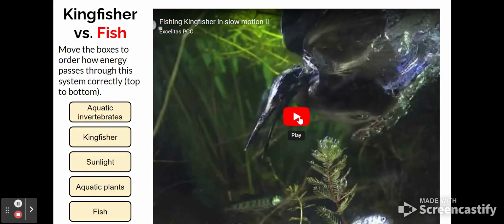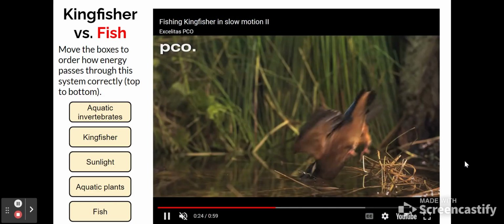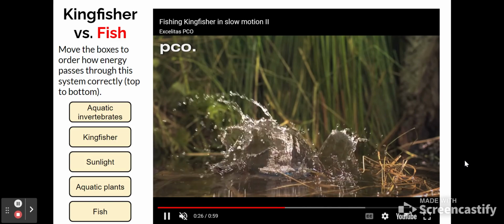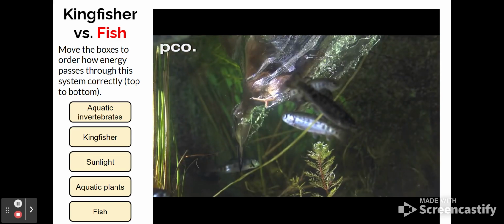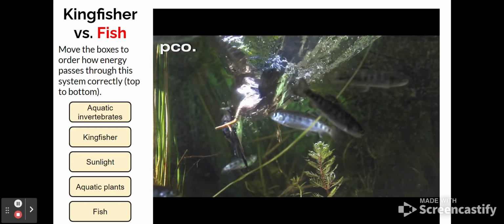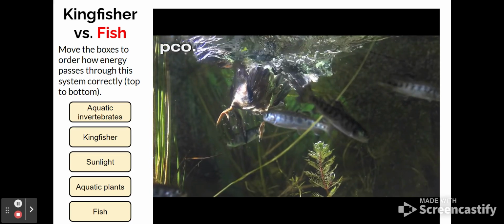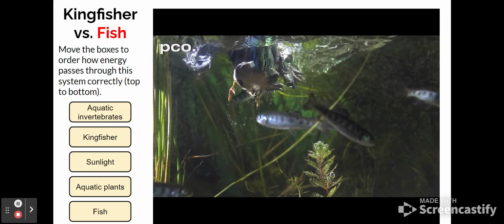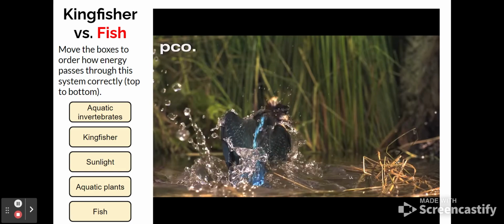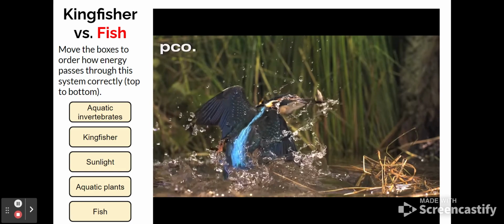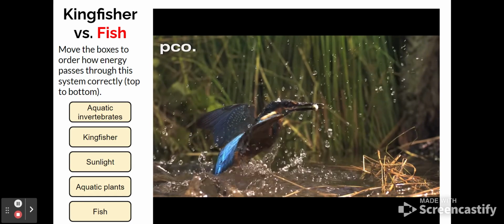So we're going to watch this little video right here. I want you to move the boxes to show the order in which energy passes through this system. And you want it, obviously, to be correct. So starting off at the top, what is the first organism to get energy? Then what's the next? And the one after that, and the one after that, and the one after that, all the way up until the top predator in this ecosystem. And this, by the way, is a video of a kingfisher eating a fish, or getting a fish.